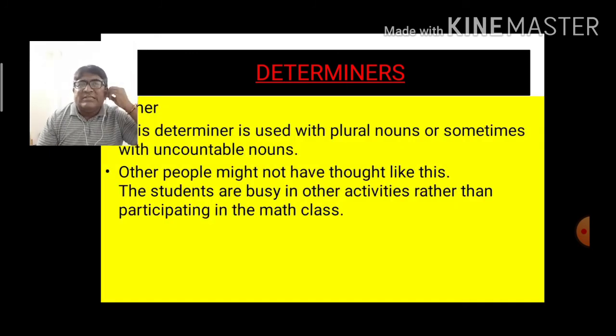The next is other. This determiner is used with plural nouns or sometimes with uncountable nouns. Other people might not have thought like this. Other can be used with uncountable nouns sometimes. So the students are busy in other activities rather than participating in the maths class. So let's go ahead.